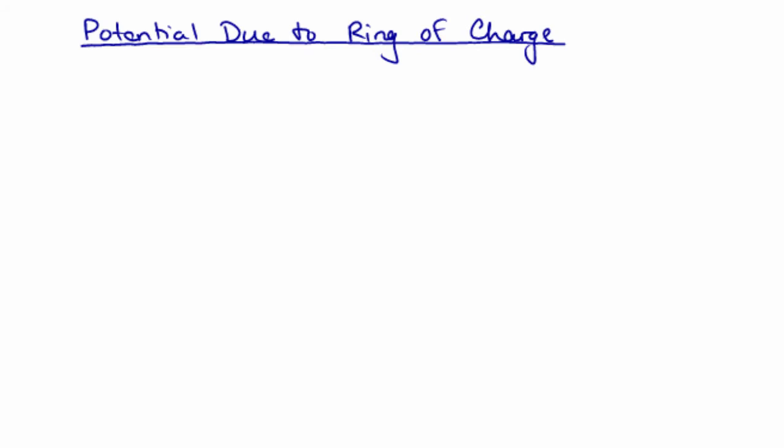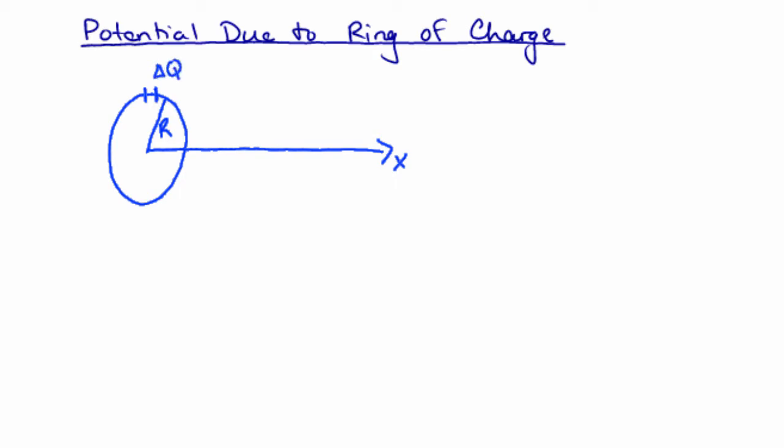In this example, we will determine the potential due to a ring of charge. Our ring of charge is the same as in our previous example, where we looked at the electric field due to this ring of charge. The x-axis goes through the middle of the ring. The ring has some radius r, and we start by looking at a small segment of the ring which has charge dq. This small segment is a distance r sub i from a point on the x-axis, which we will call point P.